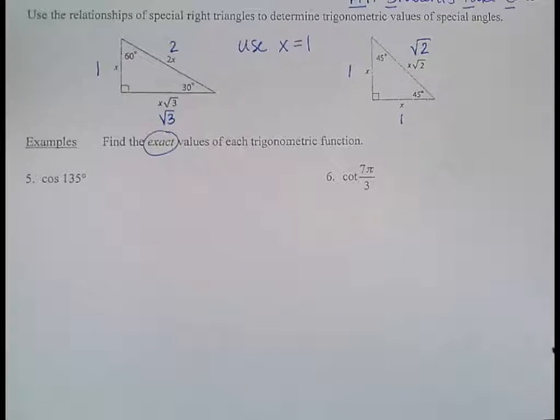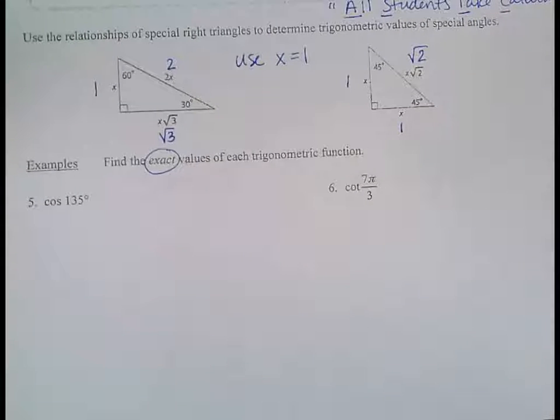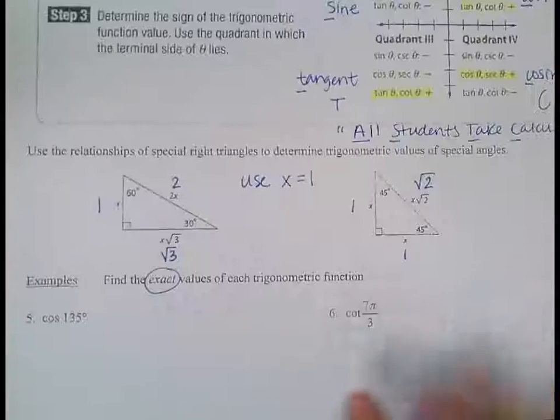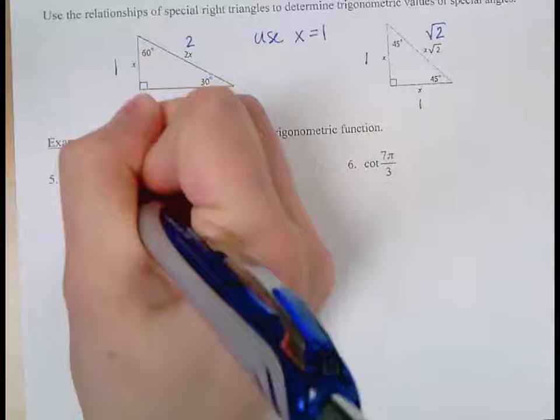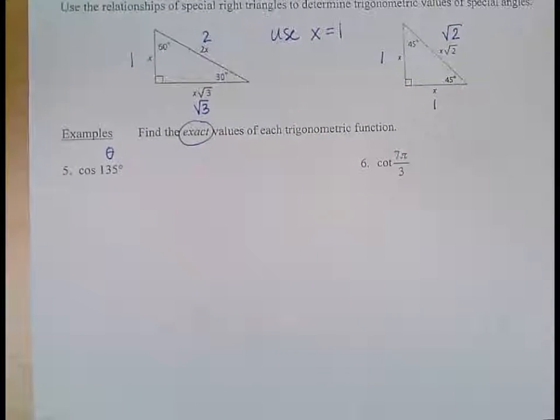So for 5 and 6, finding the exact values of each trig function. So for 5, we want the exact value of cosine of 135 degrees. So you are not just typing it in your calculator. That may not give you the exact value. Following the 3 steps above, we first need to find the measure of the reference angle theta prime. So here theta is 135 degrees. We want to find what that reference angle would be.